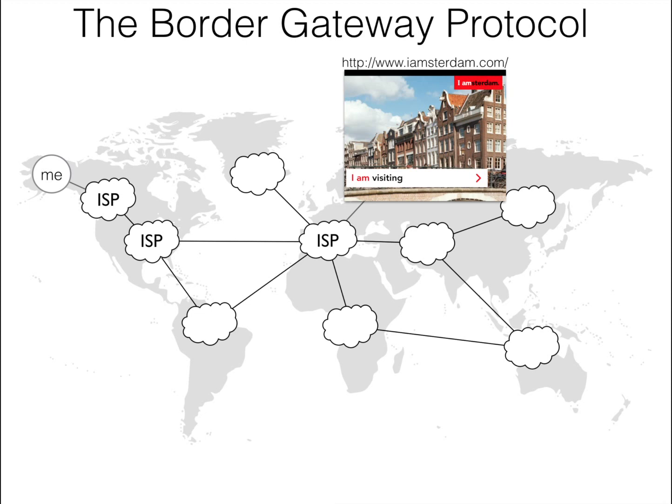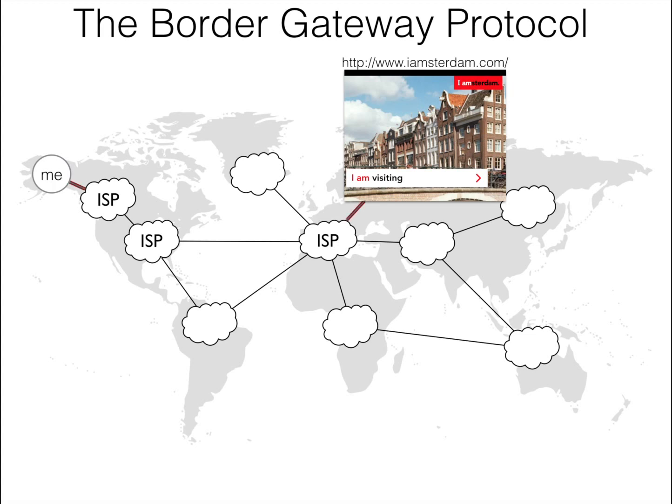Now, forwarding packets or communicating with people that are connected to just one ISP is fairly easy because the ISP owns all of its hardware. What's more complicated is communicating between ISPs. And this is what the Border Gateway Protocol, or BGP for short, is for. ISPs use that protocol to share routing information with one another so they can talk.